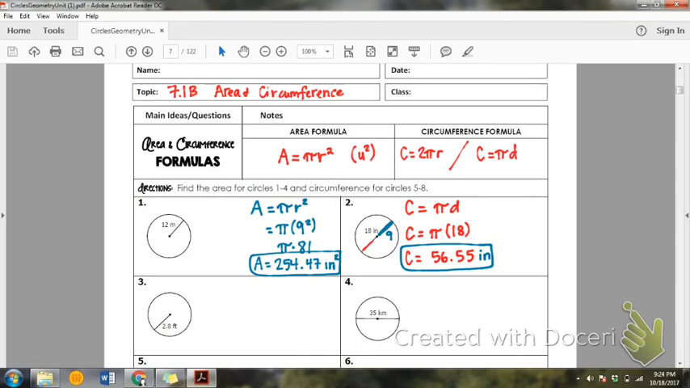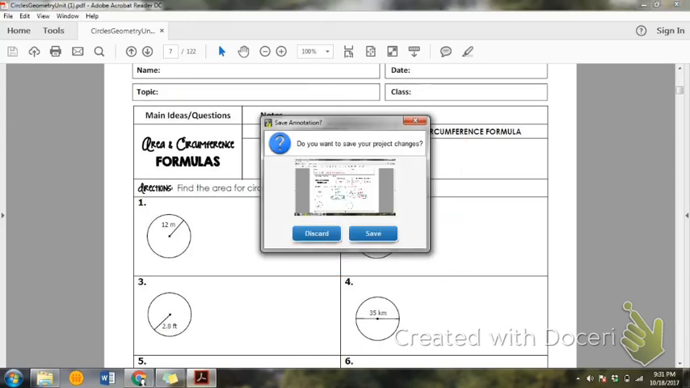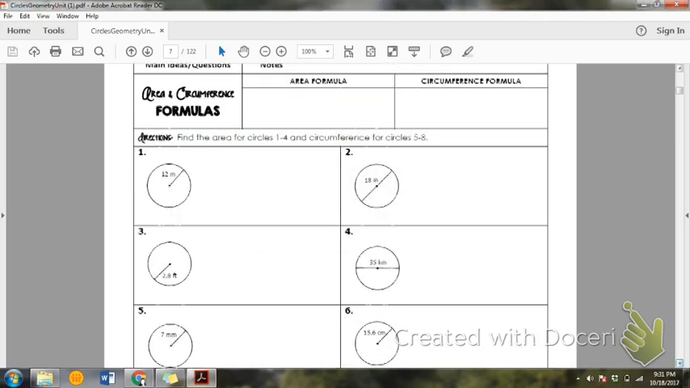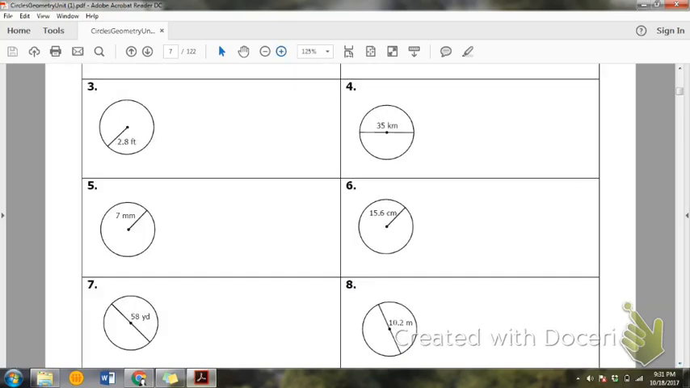Let's look at number 4. So again, we're going to find the circumference first, and then we'll find the area. So number 4, let me zoom in a little bit for us.